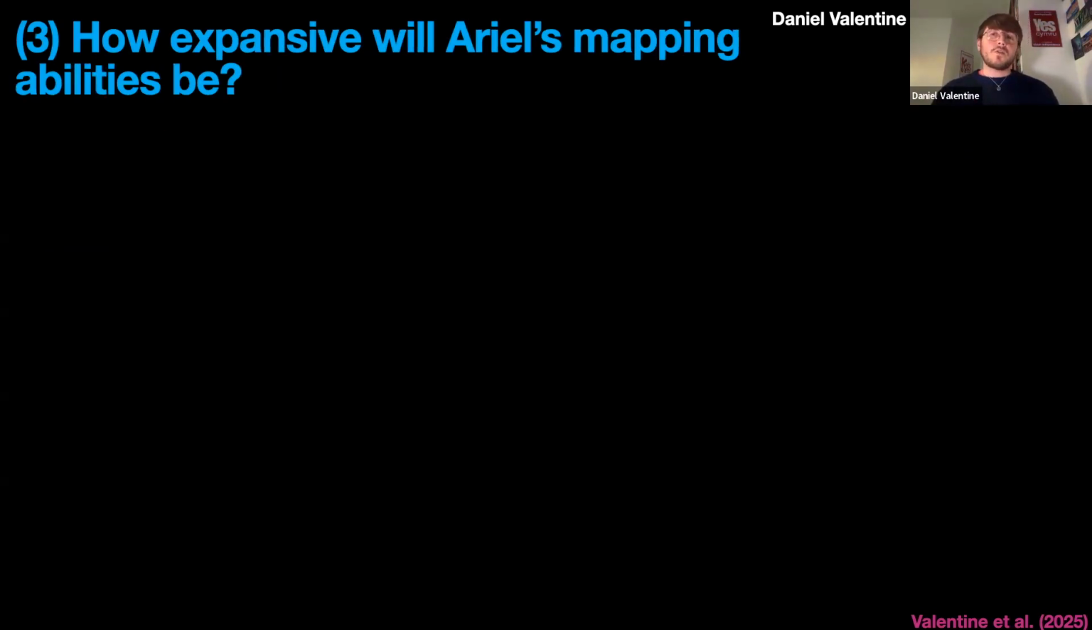So motivated by this result, we now move on to our third question. How expansive will Ariel's mapping abilities truly be? So we've just shown that with a feasible number of observations, Ariel will be able to map many of our brightest targets. But will it also be able to map the dimmer ones, which we'll need to include if we're going to build up a population level sample? And the test case that we'll use to answer this is WASP-17, which is another 2 orders of magnitude dimmer than our previous test case.